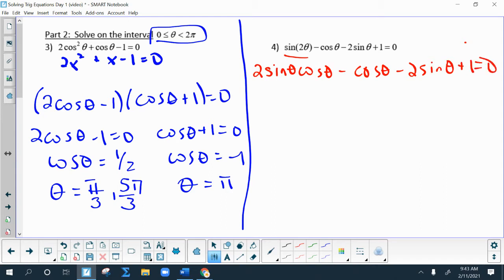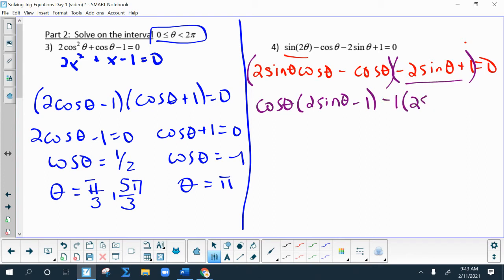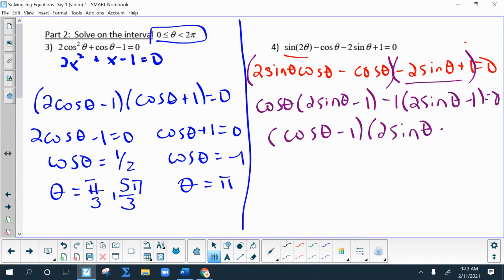And I'm going to do grouping just like I did on that first warm-up problem. So group here, group here. In my first grouping, I'm going to factor out a cosine, and I am left with 2 sine theta minus 1. And in my second one, I need to factor out a -1, so I also get 2 sine theta minus 1. Okay, regroup it. I get (cosine theta minus 1) times (2 sine theta minus 1).